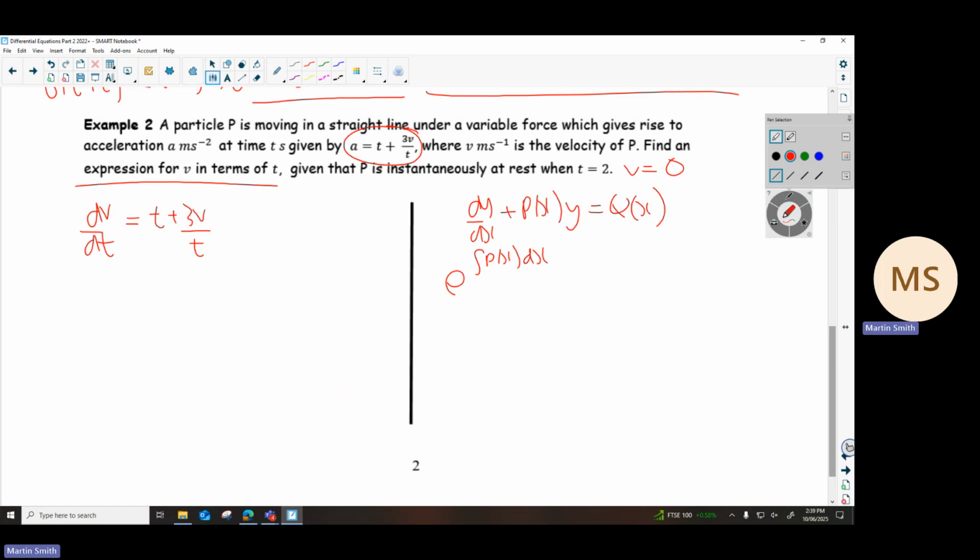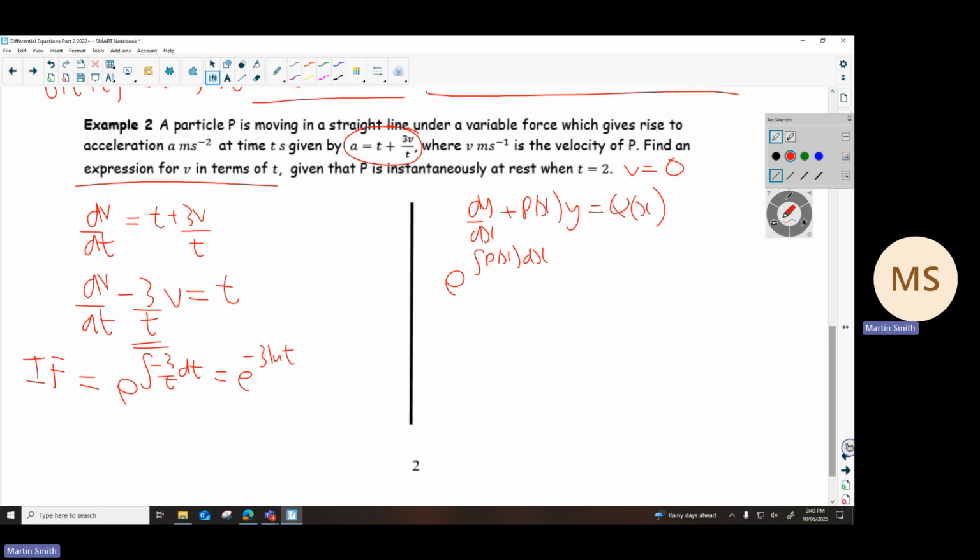So I need to rearrange this slightly into dv by dt minus 3 over t lots of v equals t. And now I can apply the integrating factor method. So instead of p of x, we have p of t, and p of t is minus 3 over t. So my integrating factor for this is going to be e to the integral of minus 3 over t dt. Okay, so by some straightforward integration, that integrates to give e to the minus 3 ln t. Don't worry about any modulus signs.